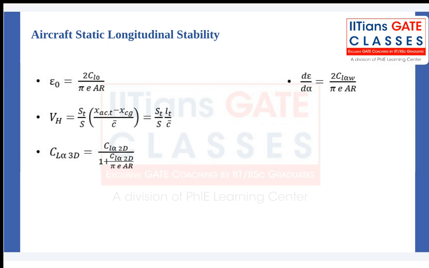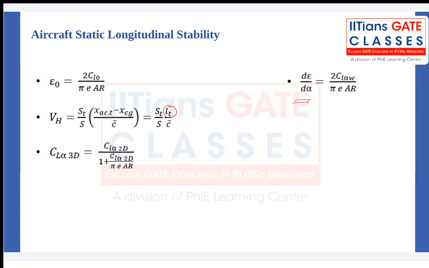Downwash angle epsilon naught and the slope of the downwash angle d epsilon by d alpha is given by this formula. Then you have VH, which was the horizontal tail volume ratio. So it is S_T L_T upon S c bar, where L_T is the moment arm.